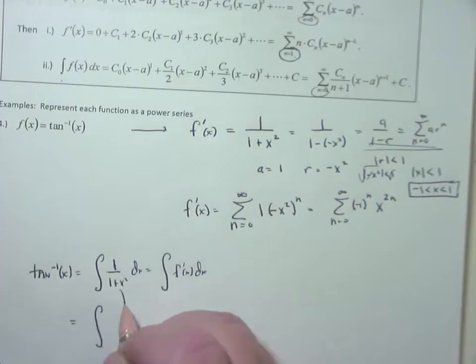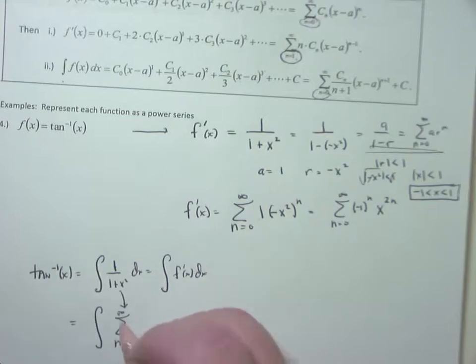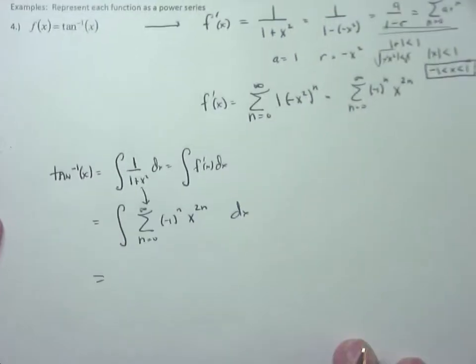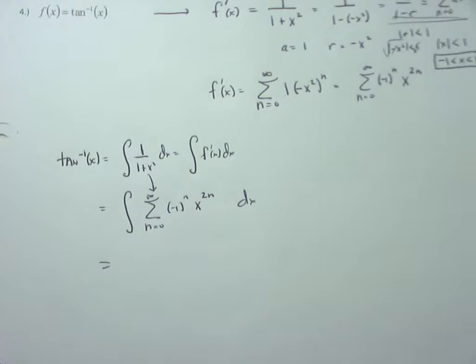I got this as a power series. It is the sum as n goes from 0 to infinity of negative 1 to the n, x to the 2n. So here comes the big work right here. How do I integrate a power series? To take a derivative of a power series, you start with n equals 1, when the original problem started with n equals 0. You start with n equals 1 because the first term is a constant, and the derivative of a constant is 0. But we're not taking the derivative of this, we're integrating it.